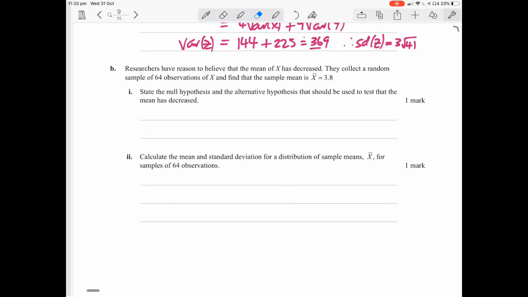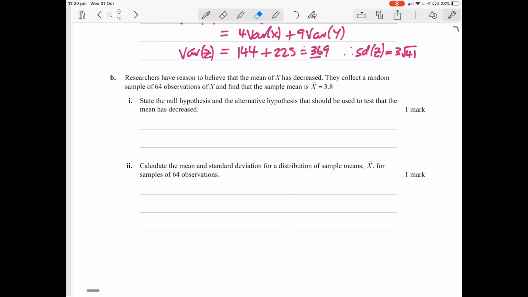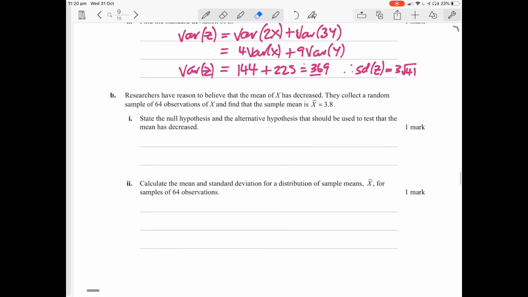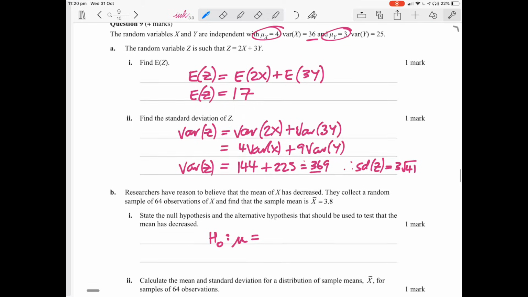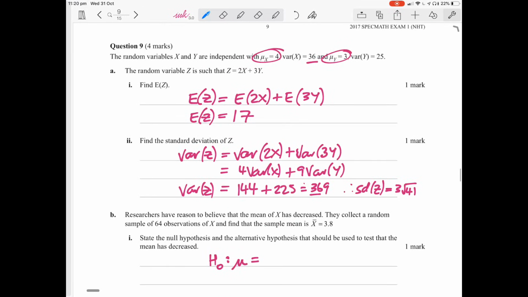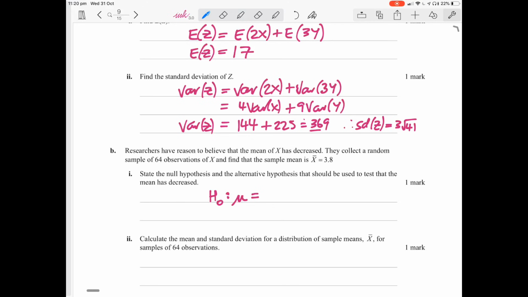Okay, researchers have reason to believe that the mean of x has decreased. They collect a random sample, state the null hypothesis and the alternate. Okay, so null hypothesis. H naught such that mu is equal to x. So what is x? 4. H1 is that mu is less than 4. So you've got to make sure that your notation is correct here.